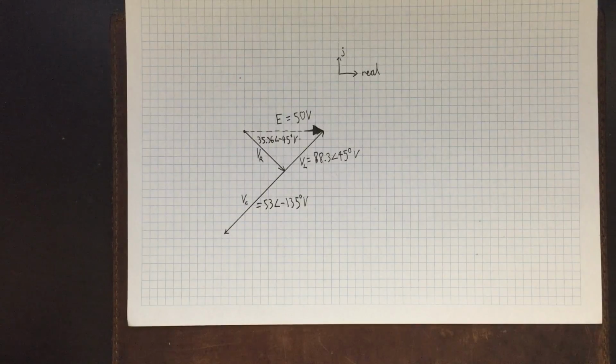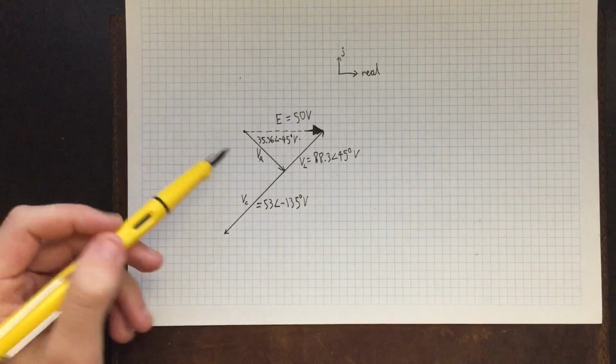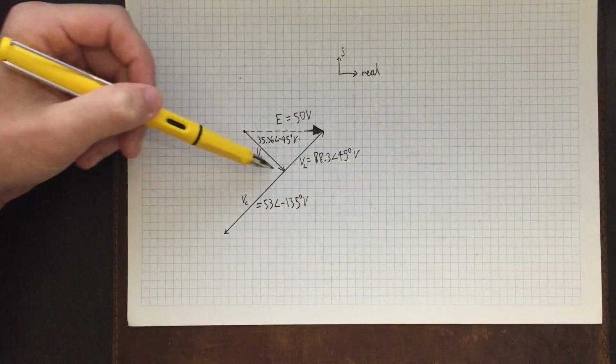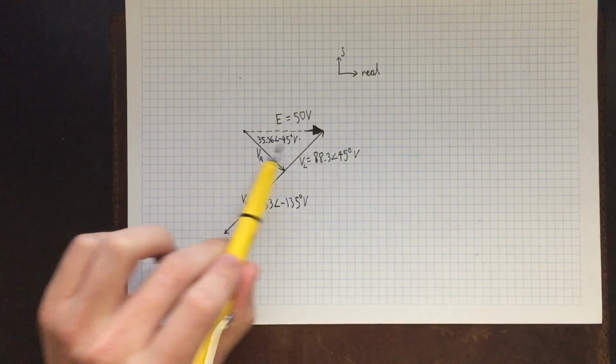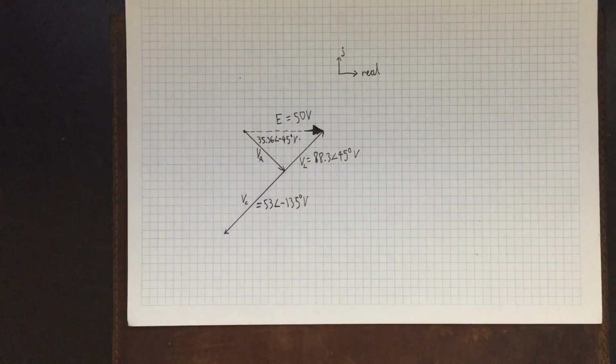For a more graphical representation, you can also take your voltages and plot them to scale on a piece of paper, and what you'll find is the resulting voltage will be your source voltage, which verifies Kirchhoff's voltage law.